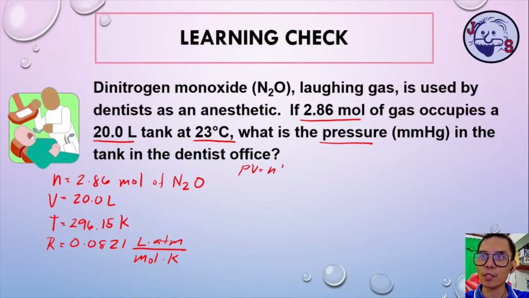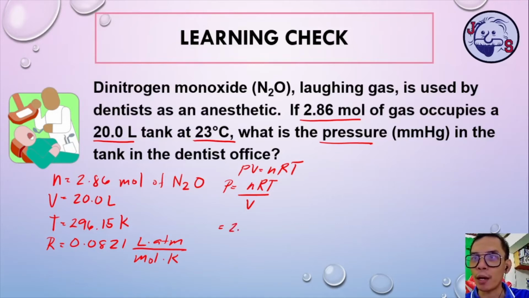Certainly, we are going to use the ideal gas law here. Since we are asked to compute for the pressure, it is very simple. Pressure is equal to nRT over V. Then let's plug all the necessary values into our equation.